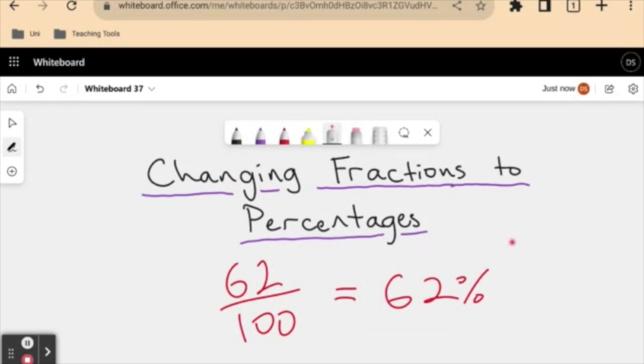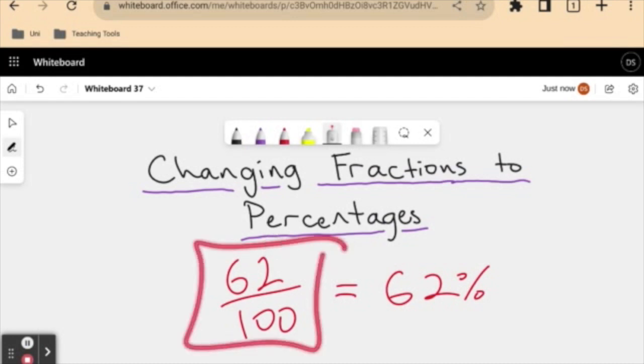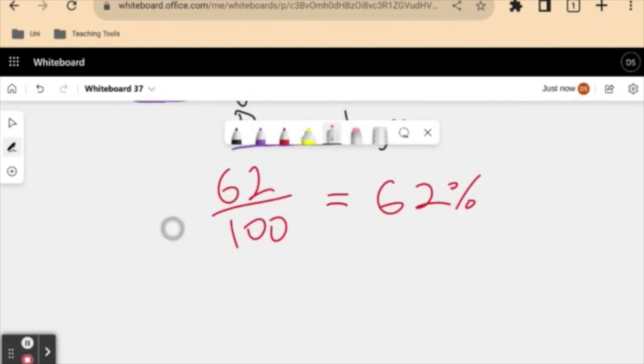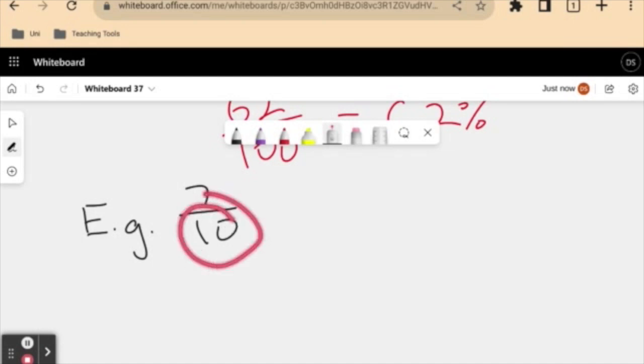Now, what happens when we get some trickier examples, some not so obvious examples? Because in this one, our fraction was already in the form we need it to be for a percentage. Now, let's have a look at a couple of examples here. So we have the first example. We want to convert 7/10 into a percentage. Now, we notice here, the denominator isn't 100. So it's not in a form that will help us write it flat out as a percentage. But can we make this denominator into 100?